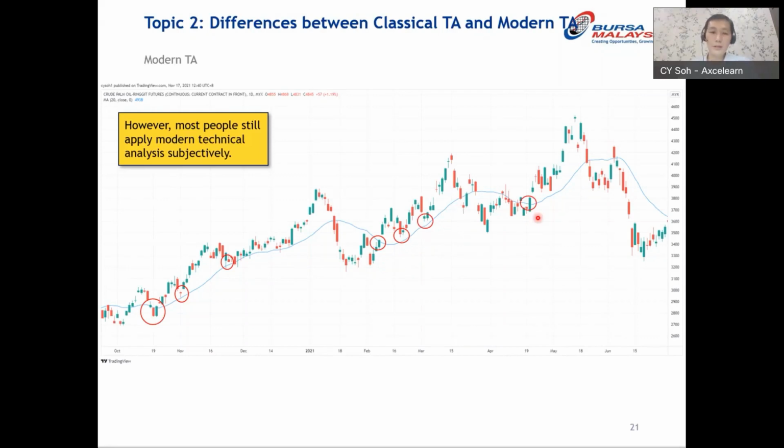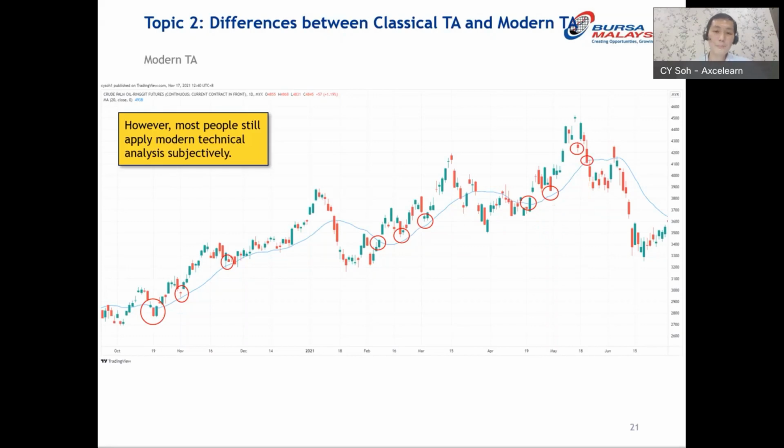Same thing on the far right-hand side as well. We can see, if you miss this one, are you going to take this trade, or this trade, or this particular trade? When the price comes near to the moving average, it is very, very hard for us to define when it comes near to the line.